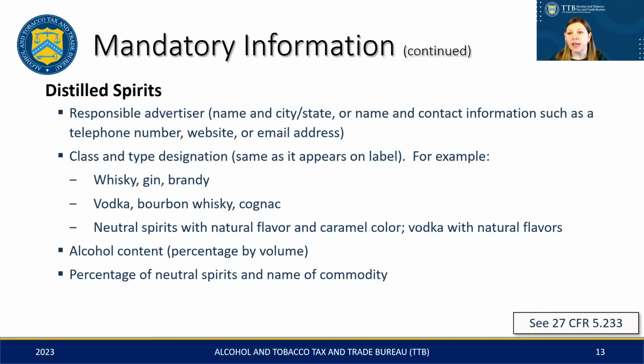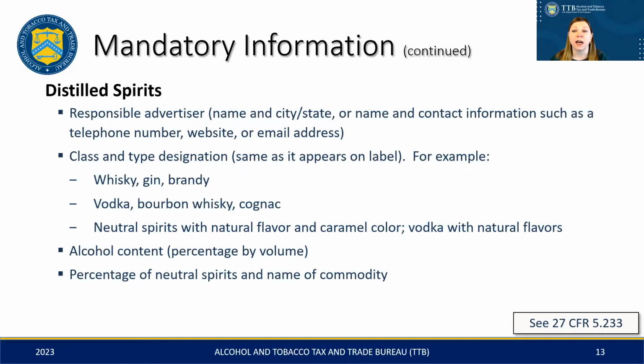For distilled spirits advertisements, you must again include the name and address of the responsible advertiser. Again, you may use a trade name as long as that trade name is added to your permit. You must also include the class and type. For example, whiskey, gin, brandy, vodka, bourbon whiskey, or cognac. For a product that requires a statement of composition, you may have something like neutral spirits with natural flavor and caramel color, or vodka with natural flavors.